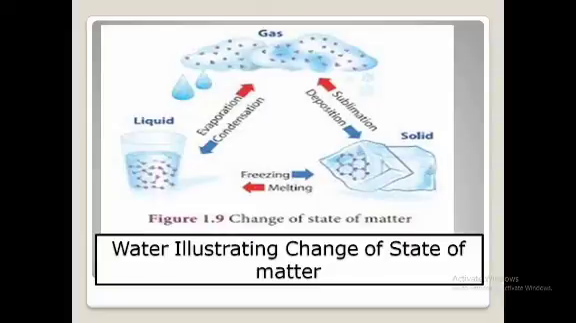Another change of state is when liquid is converted to solid through the process we call freezing or solidification. And solid can also be converted back to liquid through the process we call melting. Now let's look at solid and gas. Gas can be converted to solid through the process of deposition, while solid can go straight to gas through the process of sublimation.